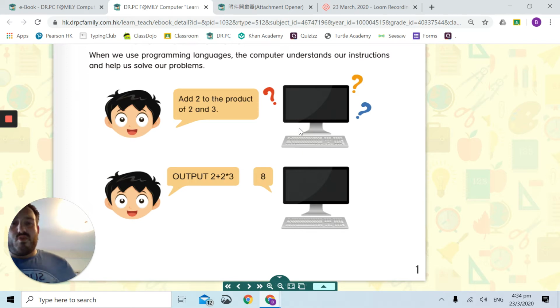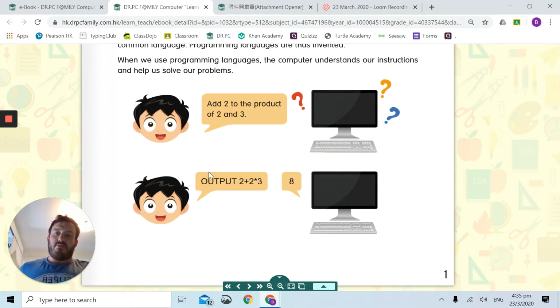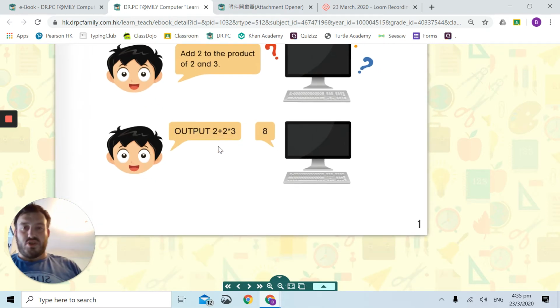So what does that mean? Zeros and ones, it's very simple. A computer, or part of a computer, can be in two states. It can either be on or off. There is no other way in normal computing. And so what you do is you have lots of on and off switches all working together, and in different combinations, they provide different instructions. So we can see here we've got a language of add two to the product of two, add three. Now, the actual coding would be output two plus two asterisk three.